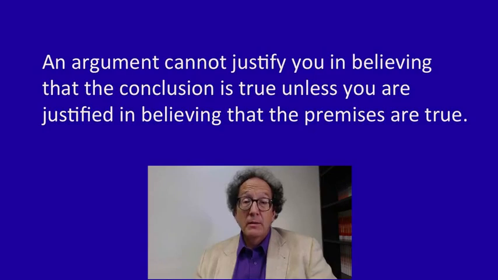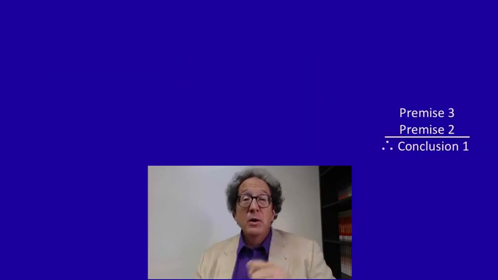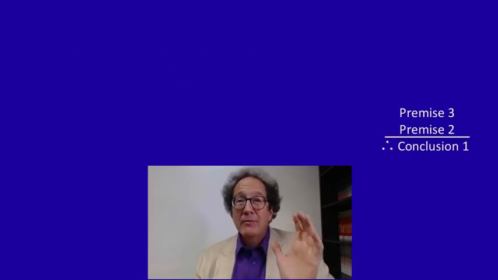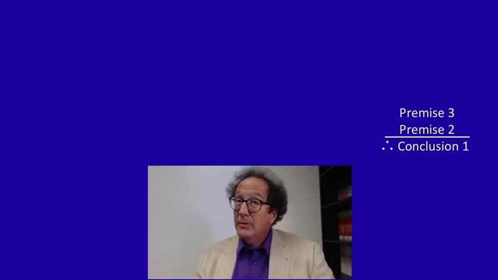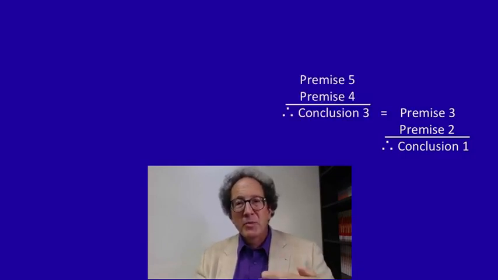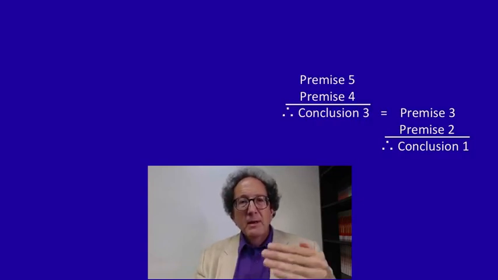More generally, an argument cannot justify you in believing the conclusion unless you're justified in accepting the premises of that argument. Now, suppose your friend says, but I do have a reason for the premise. Then we have to ask, what kind of reason is it? And at that point, your friend needs to express that reason. And how do we express reasons? In arguments. So your friend has to give another argument for the premise, where the premise of the first argument is the conclusion of the second argument.